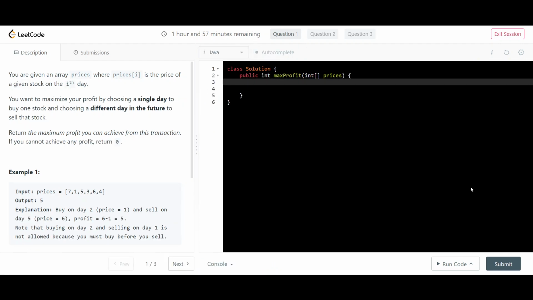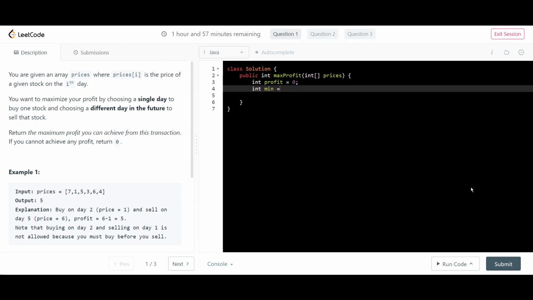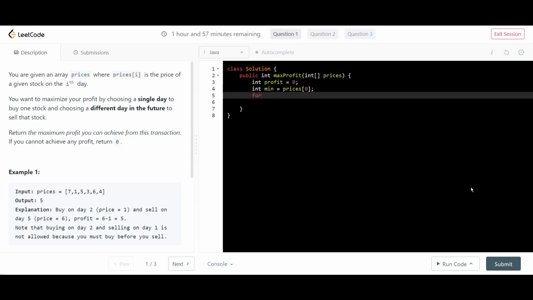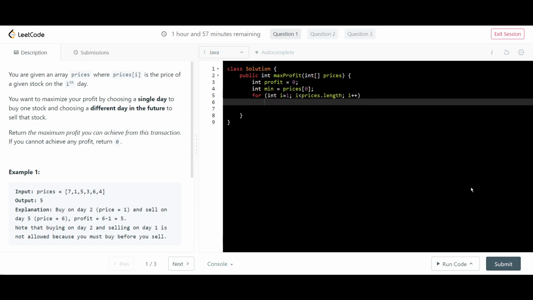So we're going to do profit as 0. We're going to take min, or actually we can initialize min to prices[0], right? And then we go i equals 1, i less than prices.length, i plus plus.